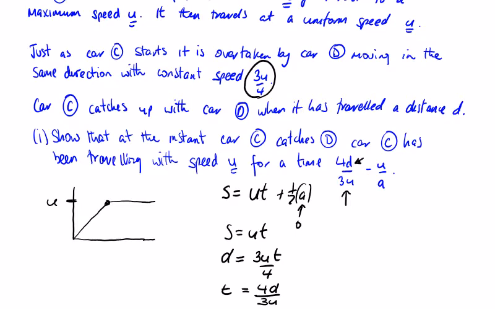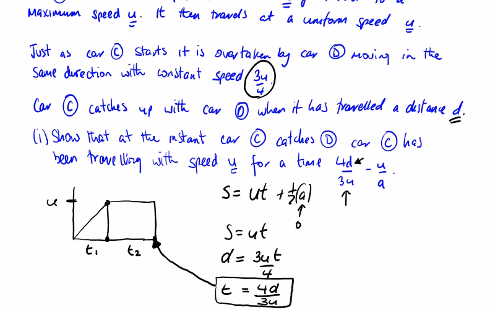Car C catches up with car D when it has traveled a distance d. Show that at the instant car C catches car D, car C has been traveling with speed u for a time 4d over 3u minus u over a. Okay, so let's have a look at car C here. We want to get the time, let's say this is time 1 and time 2 that it takes to get to this point. And at this point, car D has been traveling for this much time.